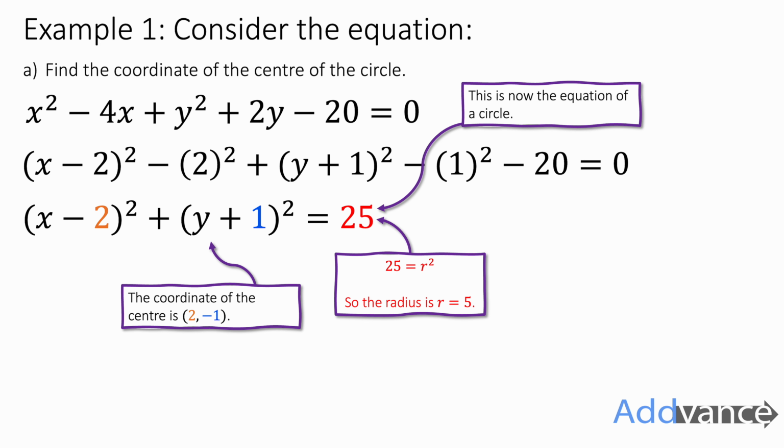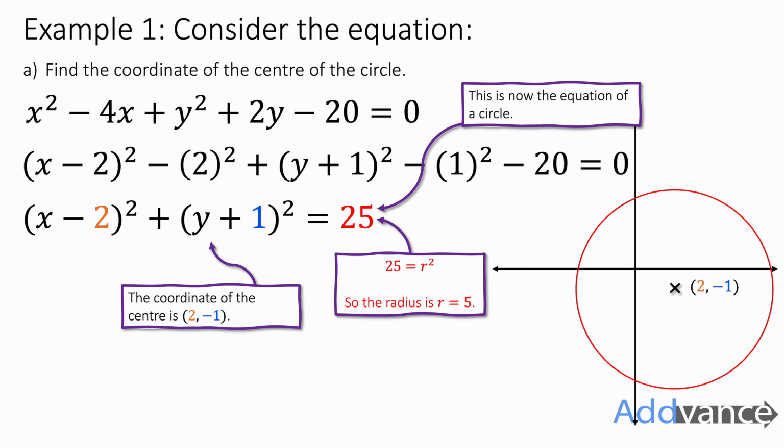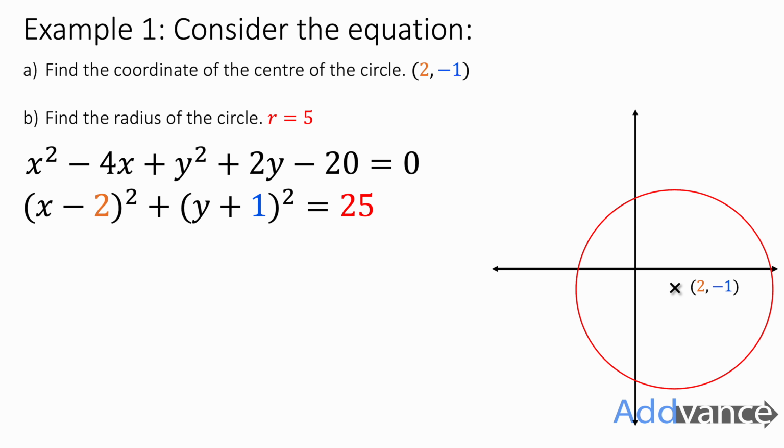Now we have it in a typical circle equation form. And we can see that the coordinate of the centre is 2, minus 1. The radius will be the square root of 25, which is r, which is 5. And we have all the information we need about this circle. So the centre is at 2, minus 1. And the radius of this circle is given by 5.